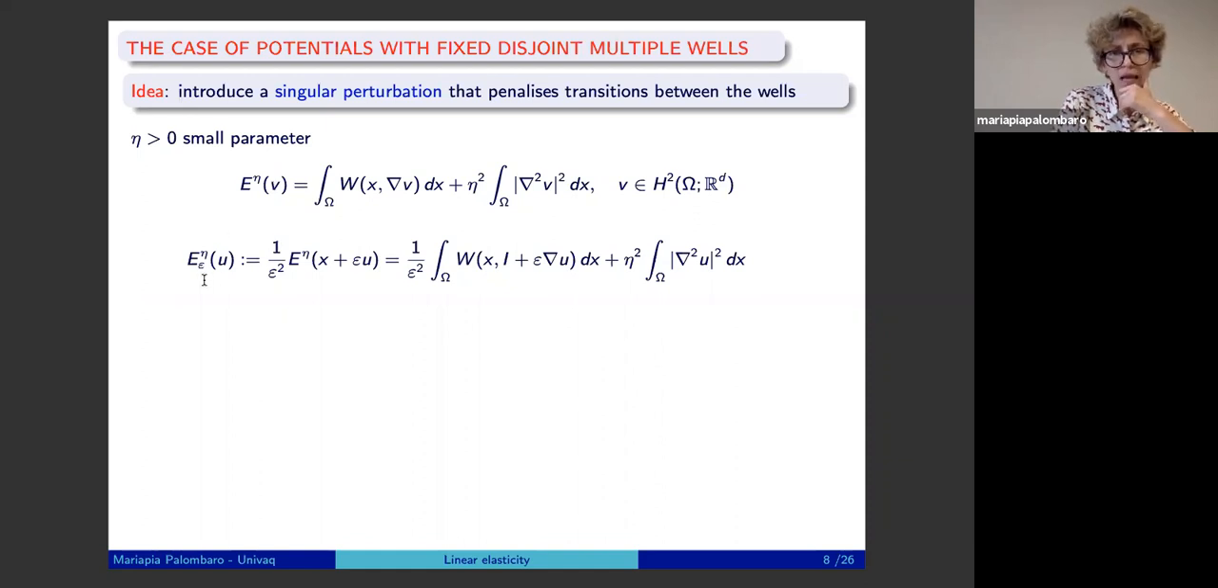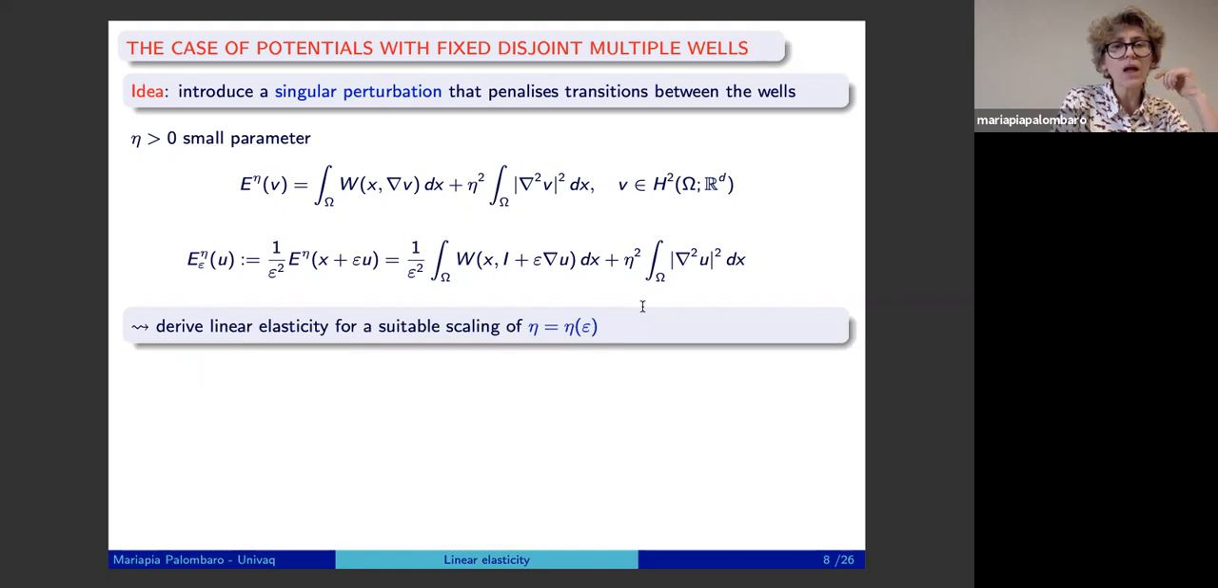So we express the energy in terms of the displacement and we rescale. And the task now is to find a suitable scaling of eta with respect to epsilon, so that in the limit we obtain a linearized energy where there is no remainder of this term. So eta should be big enough in order to prevent too many jumps of the gradient, but small enough as to disappear in the limit. Okay. And so this is the program that we followed in the continuum setting.